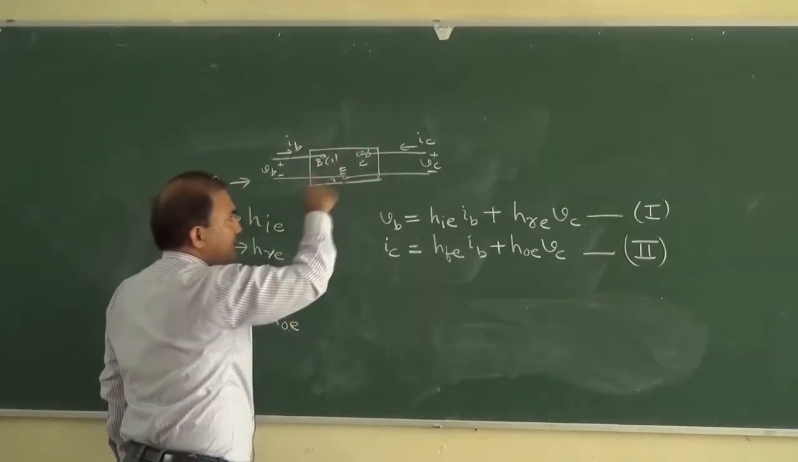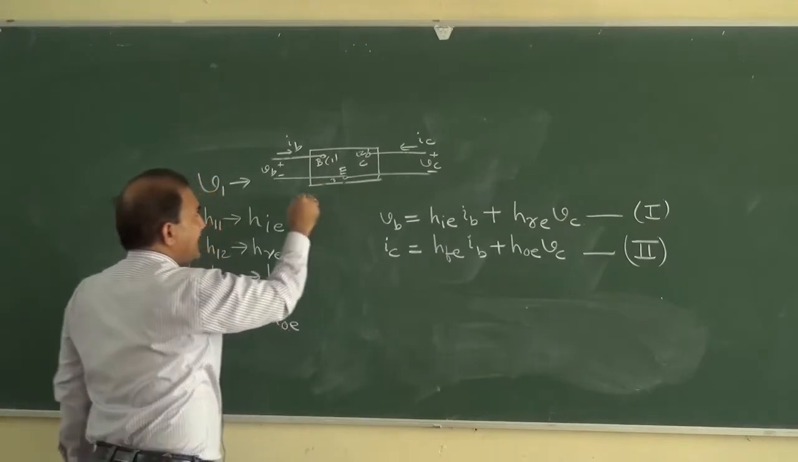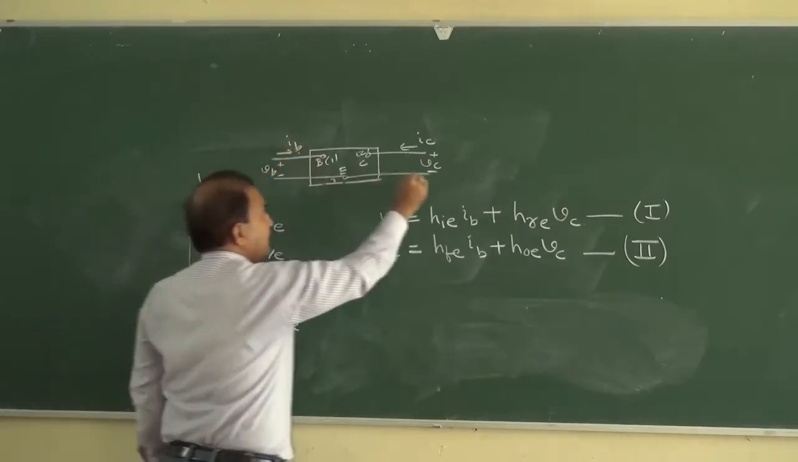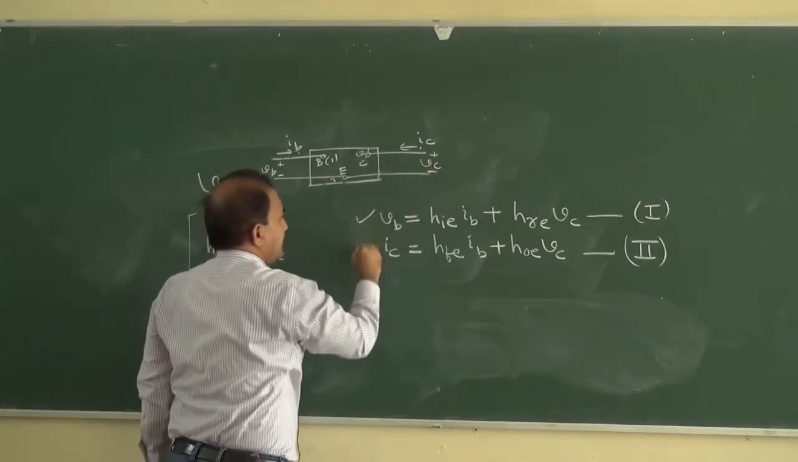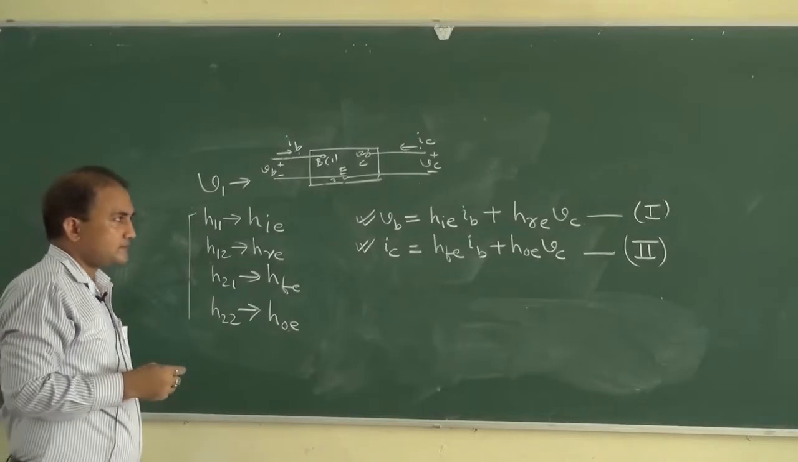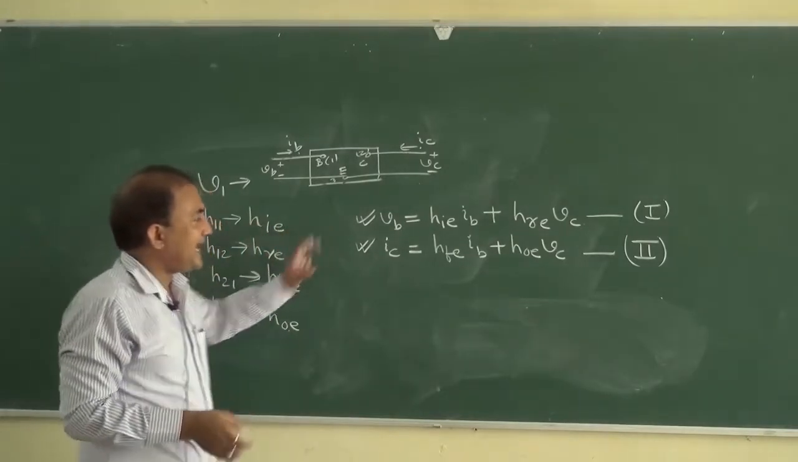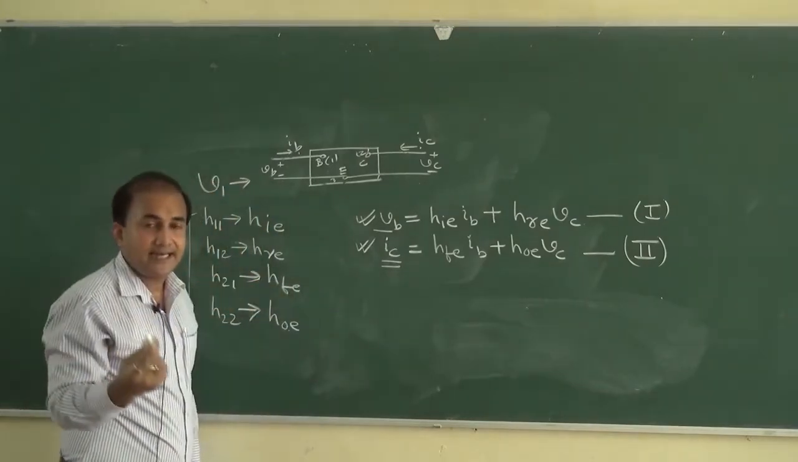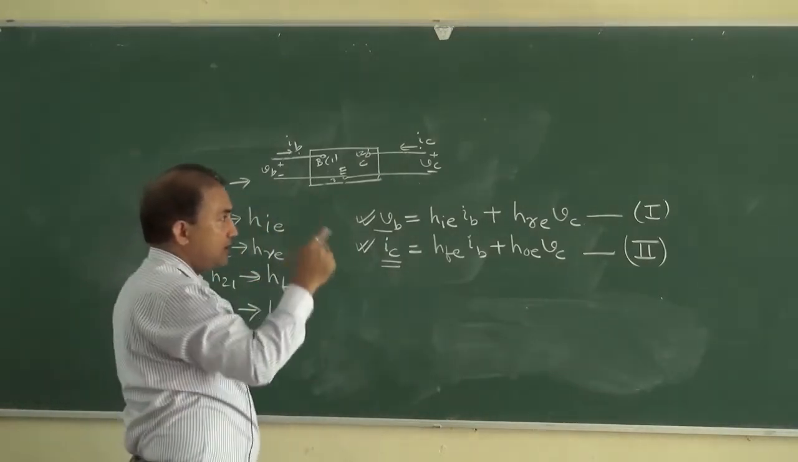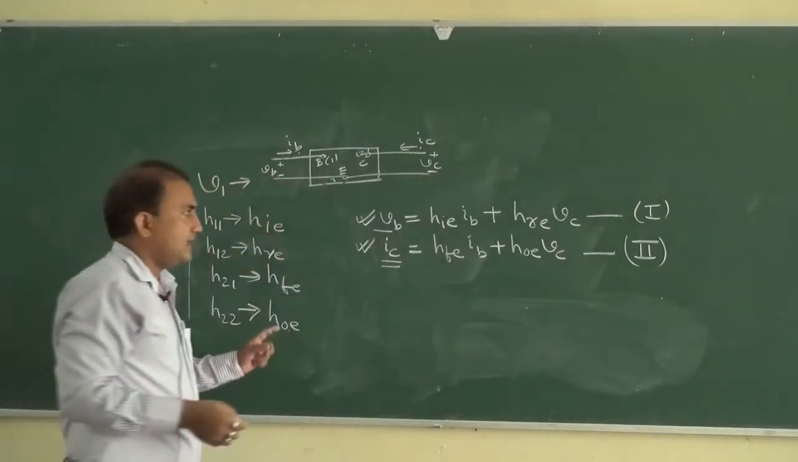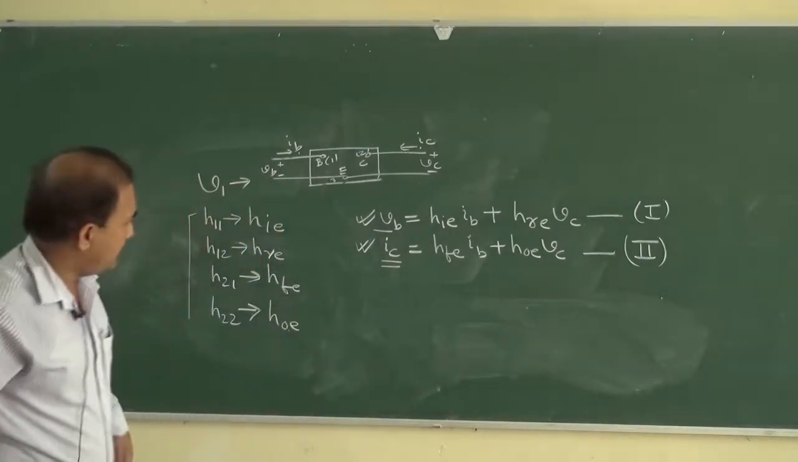Okay, so for this BJT, we can represent the voltages and currents VB, IB, VC, IC like this by using equations 1 and 2. Okay, so how we can represent these two equations by using circuit? Suppose equation 1, how we can represent this by using circuit.